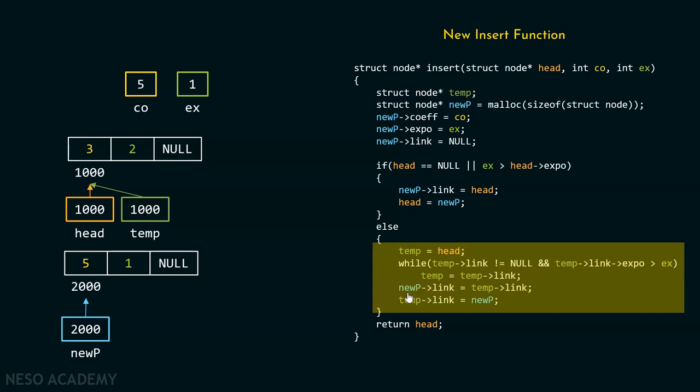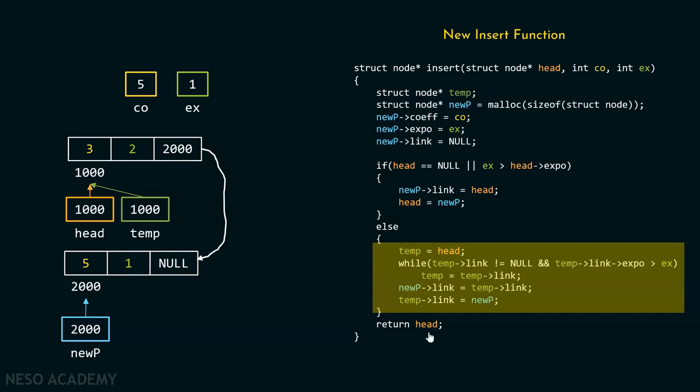After this, we have this piece of code, that is new p link equals temp link equals new p. First, we will update the link part of this node by temp link. Temp link is null, so this will get updated by null only. After this, temp link will get updated by new p, which means that this link part will get updated by the address 2000. And this simply means that now this node is pointing to this particular node, right? This means that this is the first node of the linked list and this is the second node of the linked list. And you can see the order is maintained. Descending order is maintained, right? Here you can see the first exponent is 2 and the second exponent is 1.